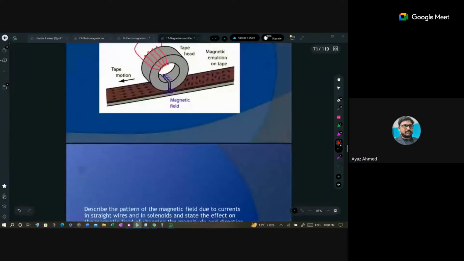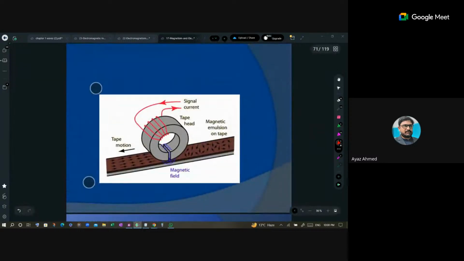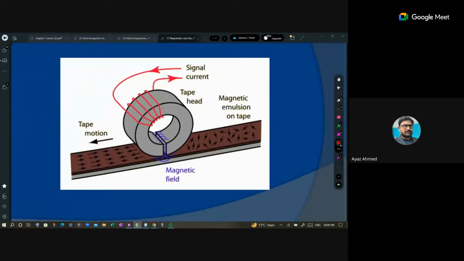There was a magnetic material. I mean, the magnet was ground into small pieces. A paste or emulsion was prepared, and that emulsion was pasted on the plastic tape. Now that was a cassette, a recording cassette, and then we recorded the signal by using a tape head.